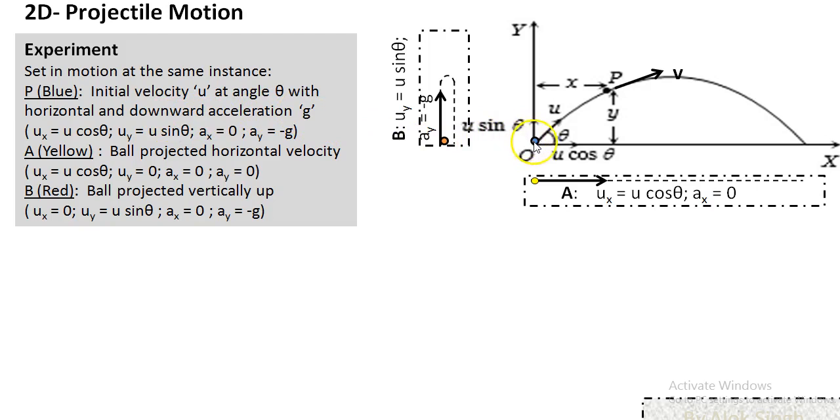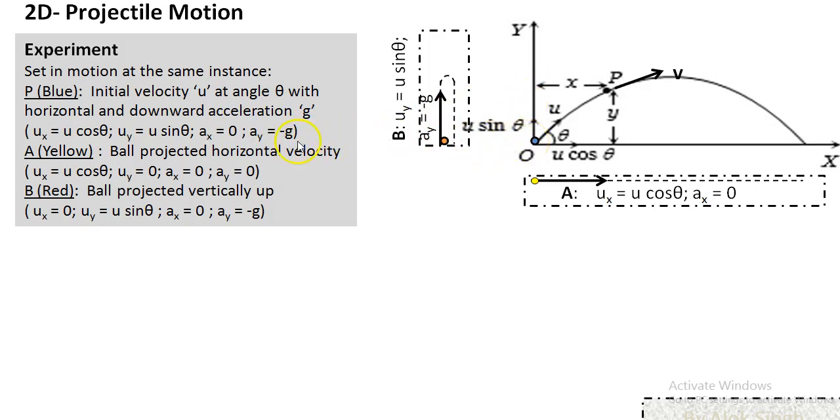If we express its initial velocity in terms of components, the x component will be equal to u cos theta and the y component will be equal to u sin theta. The x component is u cos theta, the y component is u sin theta for particle P. And the acceleration, gravitational acceleration, will be downwards.